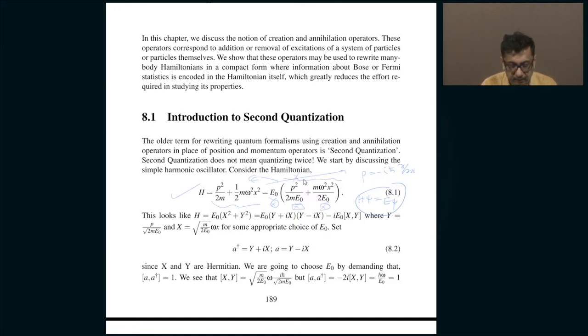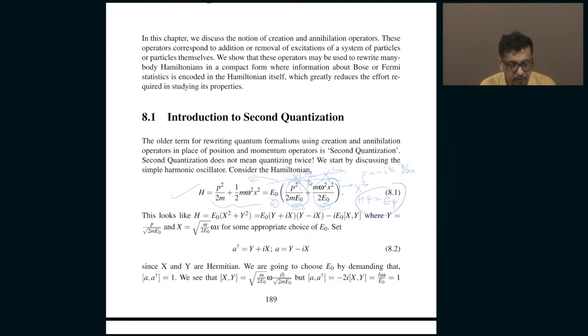I'm going to call this y squared and I'm going to call this x squared. So I'm going to call p squared by 2m E0 as capital Y squared, and m omega squared x squared by 2 E0 as capital X squared. So this is going to be my capital X squared and this is going to be my capital Y squared.